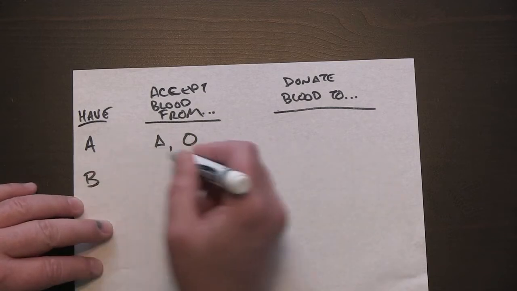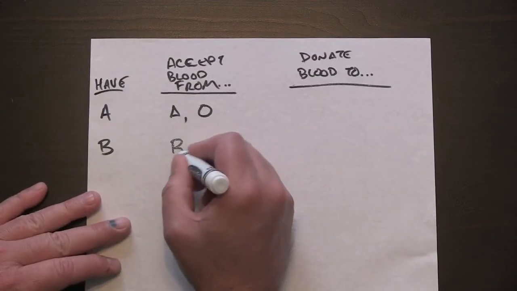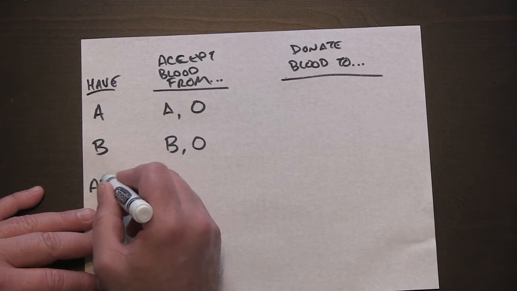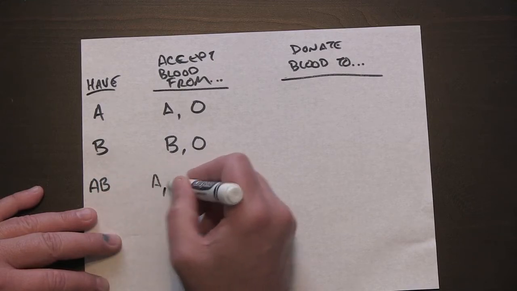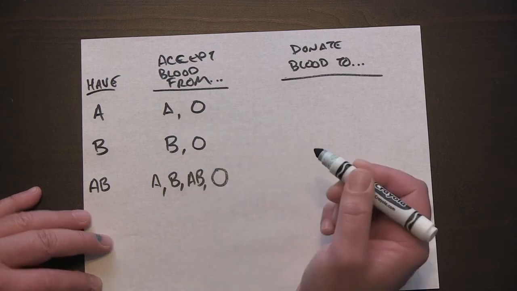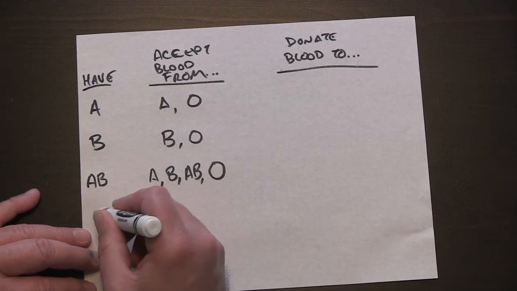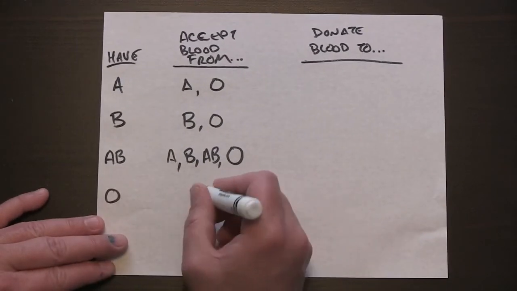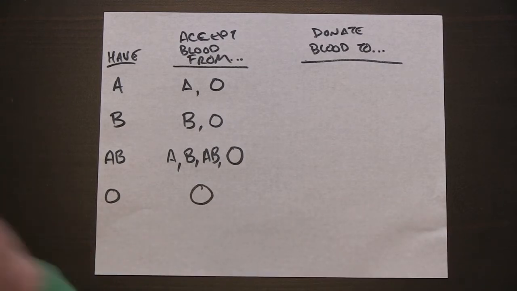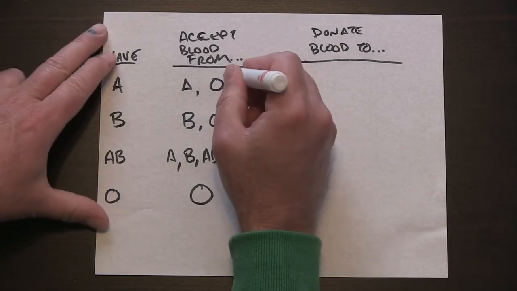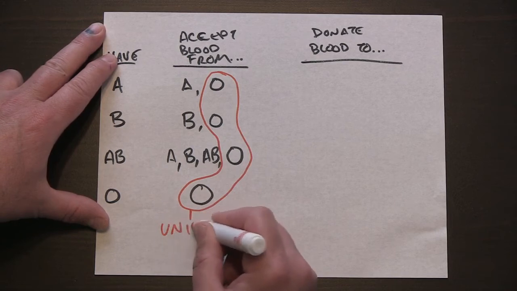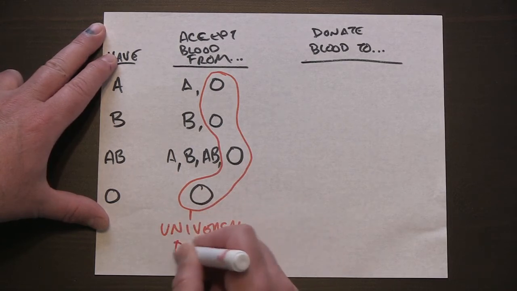If you have B-type blood, you can accept blood from B and O type. If you have AB, you can accept blood from A, from B, from AB, or from O. If you have O type blood, you can only accept blood from O. So they call O type blood the universal donor.